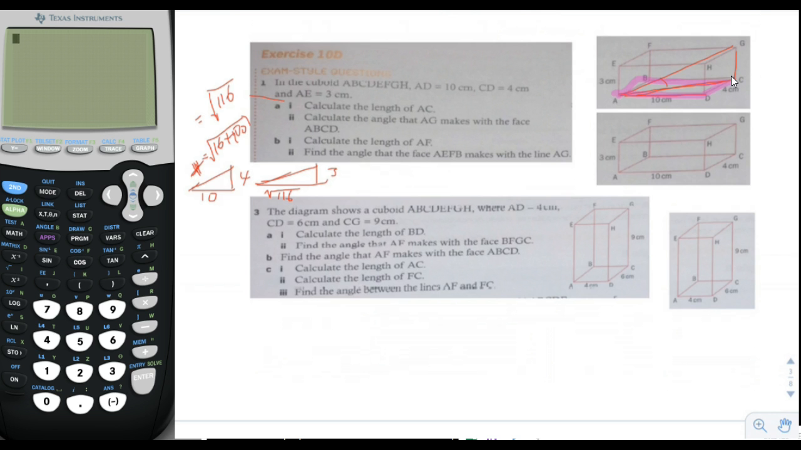And we're trying to figure out the angle here. So we can figure out the tangent because we have opposite over adjacent. So how about if we do that? We do tangent of theta is equal to 3 divided by square root of 116. And then we can just put that in the calculator. 3 divided by square root of 116, and then we'll just take the inverse tangent of that.